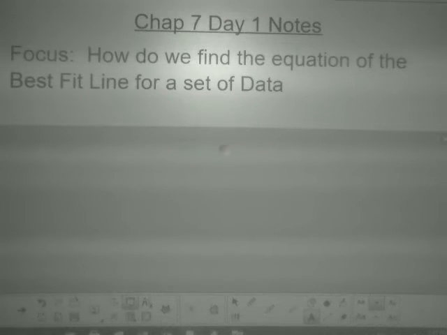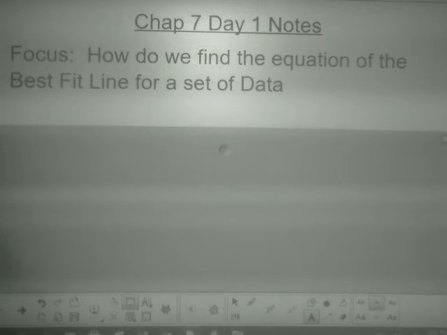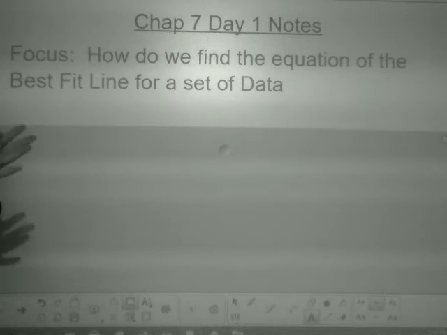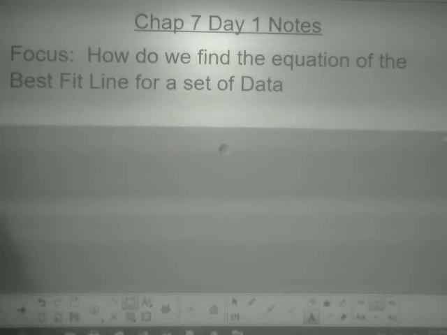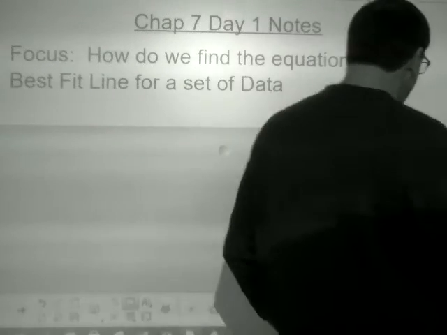Okay, chapter 7, day 1. What we're going to focus on in this chapter is all about linear lines. And we're going to start out with how do we find the equation of the best fit line for a set of data. And with that, we're going to be able to write things like slope and y-intercept in context. So, let's take a look.